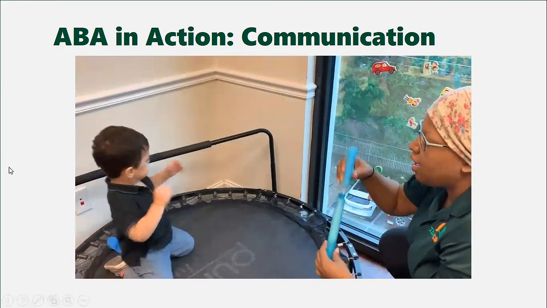So that's an example of an ABA learning opportunity where we're using reinforcers, in this case bubbles, rewards, to increase his communication responding. And in this case, he's making a request for something that he enjoys.